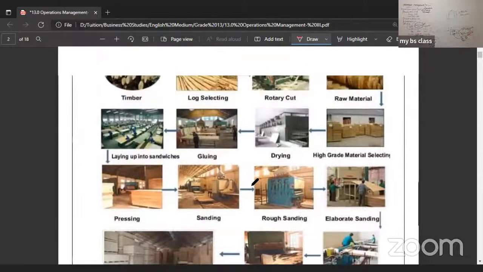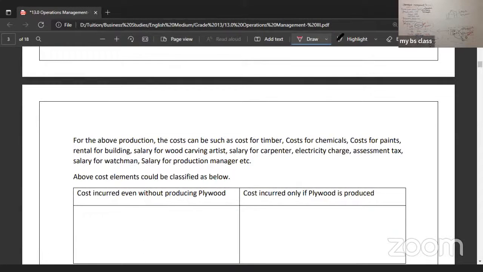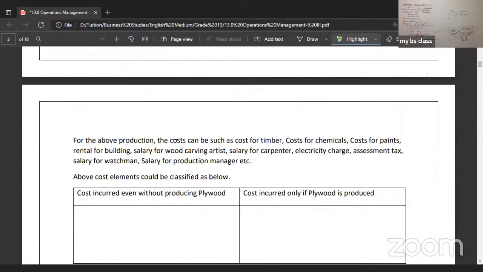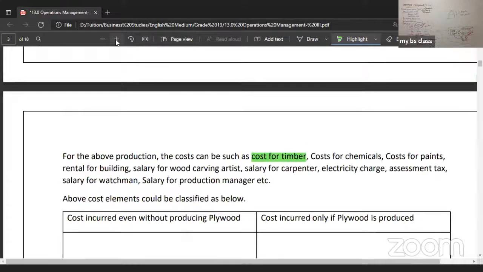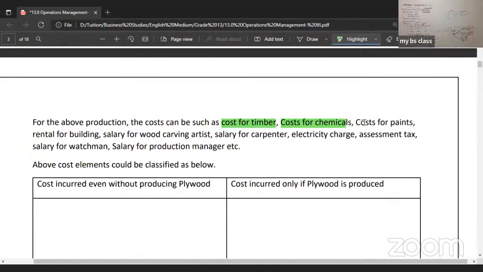Right now, as far as we are concerned with this process, we can identify some cost elements, right? As you can see, let me highlight the cost elements. You can see the cost for the timber, right? Cost for the timber and cost for the chemicals, right? And cost for the paints. A coating is applied, paint. Then rental for the building. There can be a factory building. Salary for the wood carving artist. Carpenters can have a salary. Electricity charges can be there. Assessment tax.